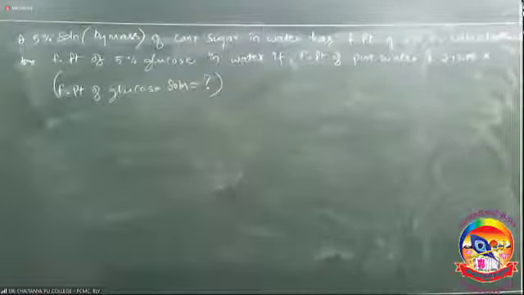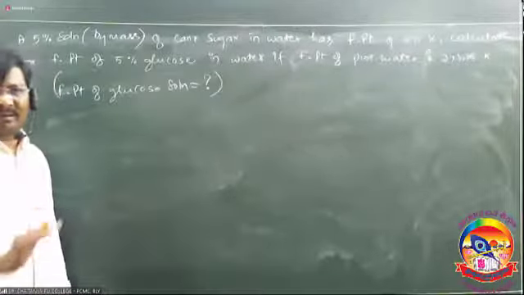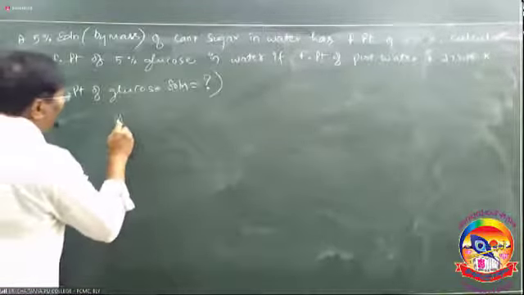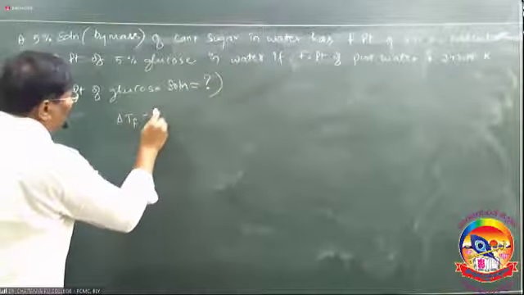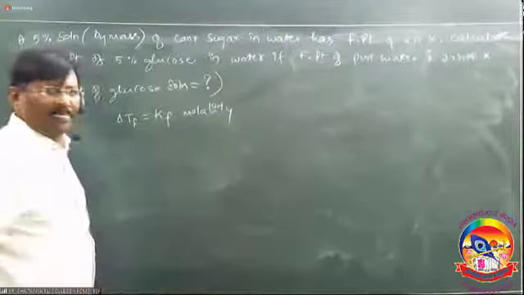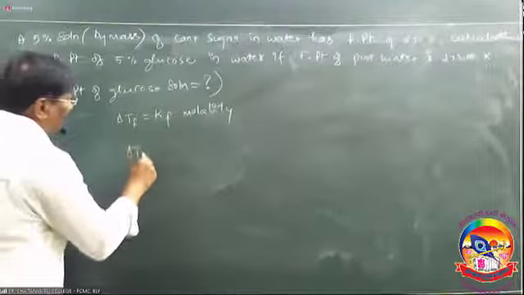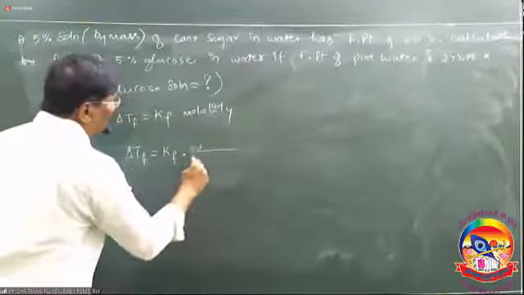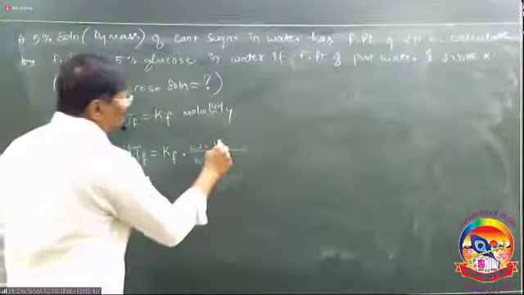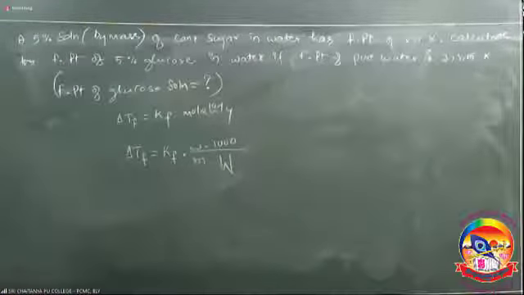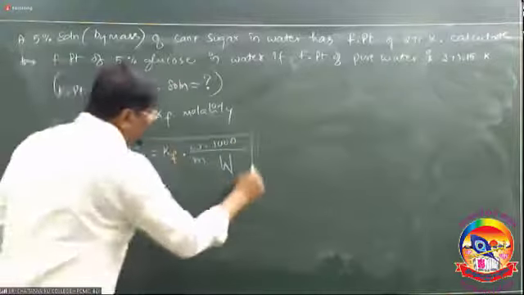Let us calculate. Depression in freezing point, that is the colligative property involved here, is it not? So for that, what do you write? Like this we write: delta TF is equal to KF into molarity. Then delta TF is equal to KF, molarity formula, W by M. Okay, this is the formula I am saying.